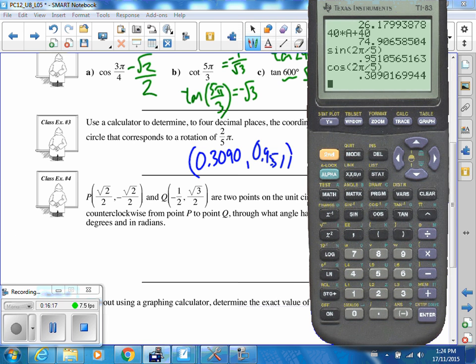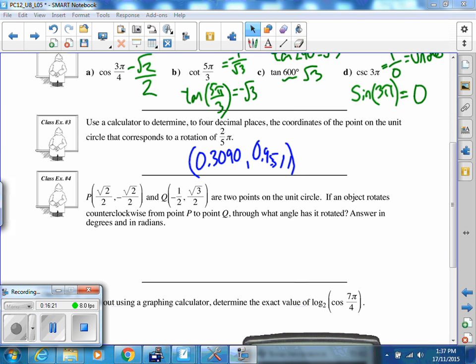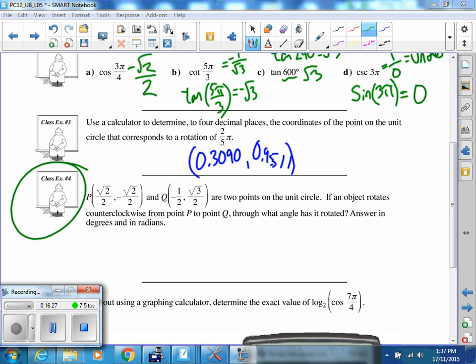0.3090. And then those are my coordinates. All right, so this one here, class example 4, is like my favorite question ever. Brilliant. So what they've got is 2 points on the unit circle. So the first thing I do is find those 2 points. Positive root 2 and negative root 2, that's going to be here, and it's my 45 family.